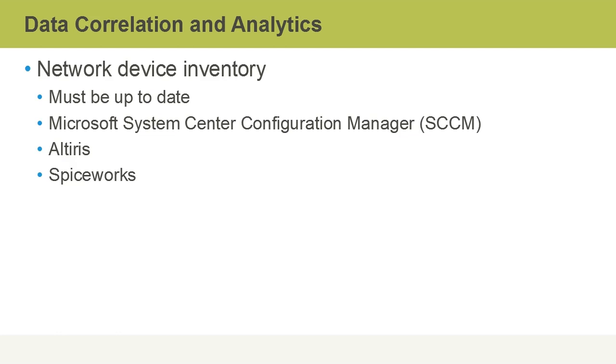In order for data correlation and analytics to provide relevant information, our network device inventory needs to be up to date. Now, we can't manually run around and write down what we have on a large scale. Instead, we should use a centralized automated solution such as Microsoft's System Center Configuration Manager, otherwise known as SCCM. There are other tools from other vendors, including Altiris and Spiceworks. Either way, we need a way to track what is on the network.